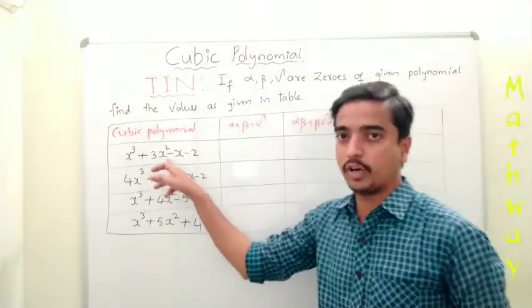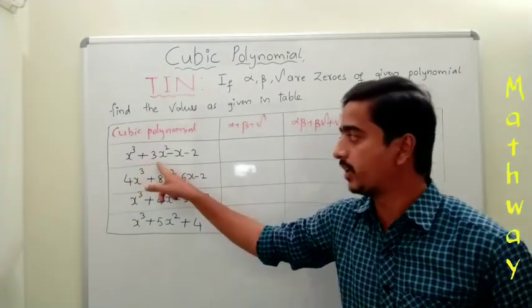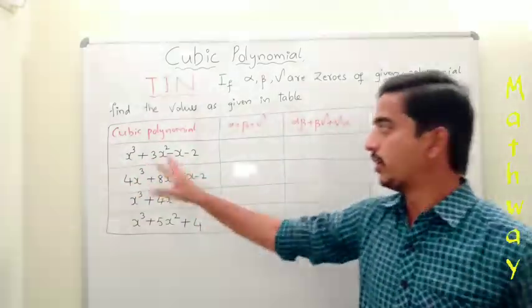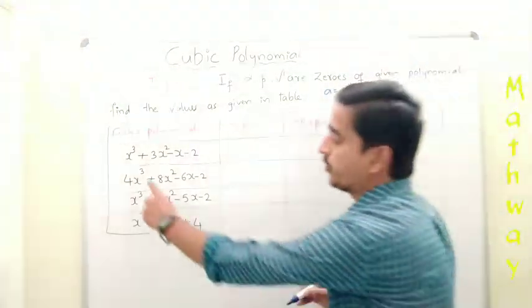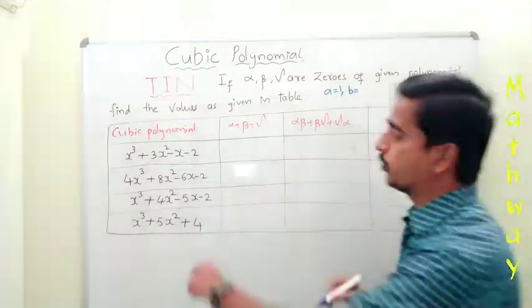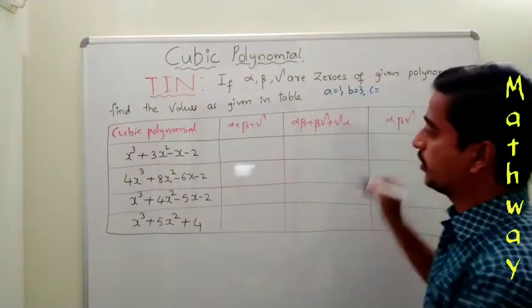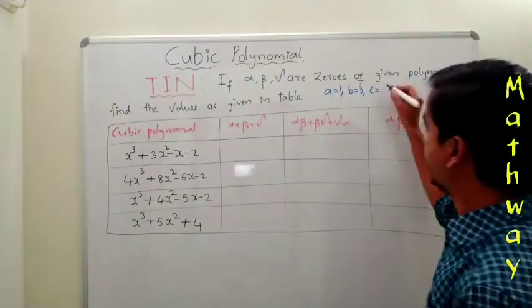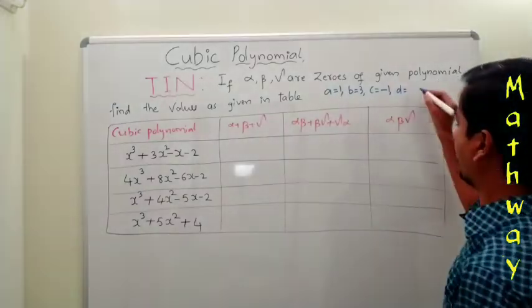So in the first polynomial, compare this with the general cubic polynomial ax cube plus bx square plus cx plus d. So here we get a equals 1, a is the coefficient of x cube, and b equals the coefficient of x square, 3, and c equals the coefficient of x, minus 1, and d is the constant term, that is minus 2.